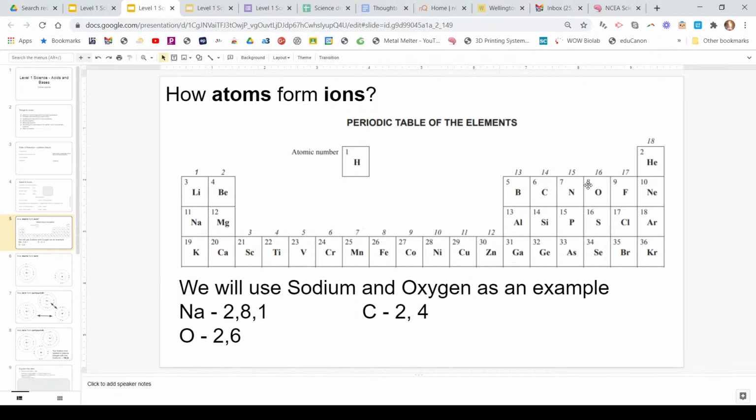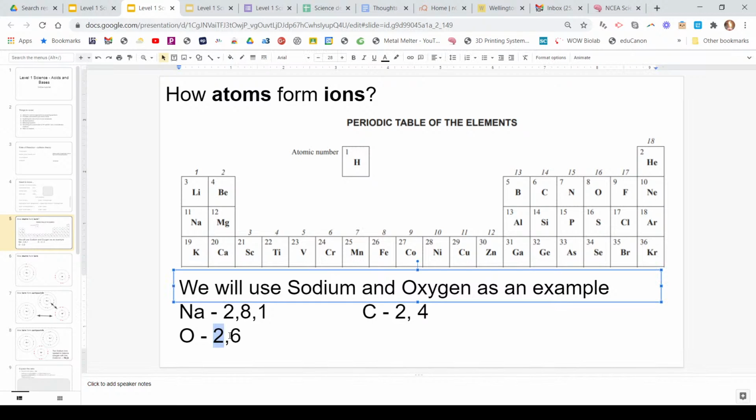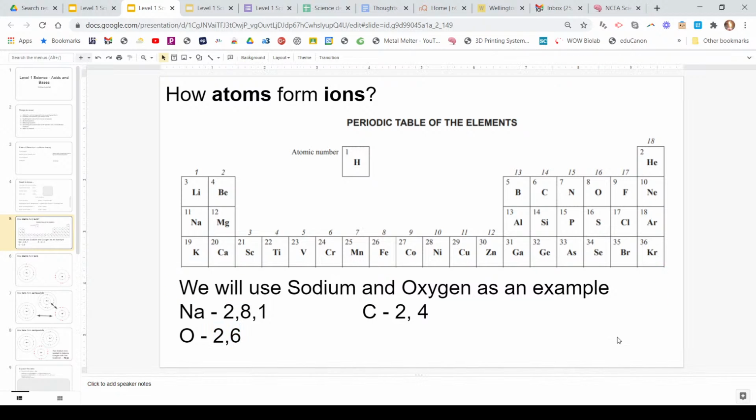Oxygen has an atomic number of 8, so it's got 8 electrons when it's an atom as well, and they're arranged 2 and 6. Okay. I would definitely expect to see a question that asks you to discuss that in some capacity in the paper on Friday.